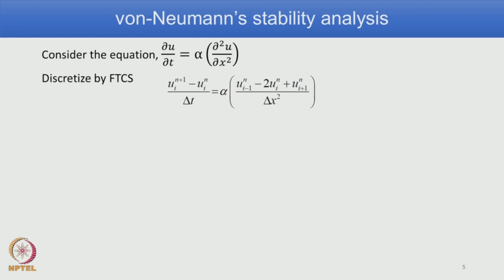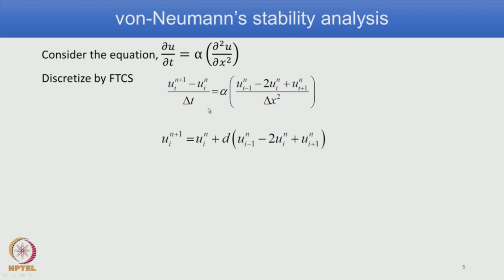for this, forward in time, u of i, n plus 1 minus u of i, n by delta t, that is forward in time, equals alpha times u of i minus 1, n minus 2 u of i, n and so on. This term is actually central in space, because it takes the point of interest i and one node on either side, i plus 1 and i minus 1, and this is evaluated at the n time level. It is central in space and this is forward in time.